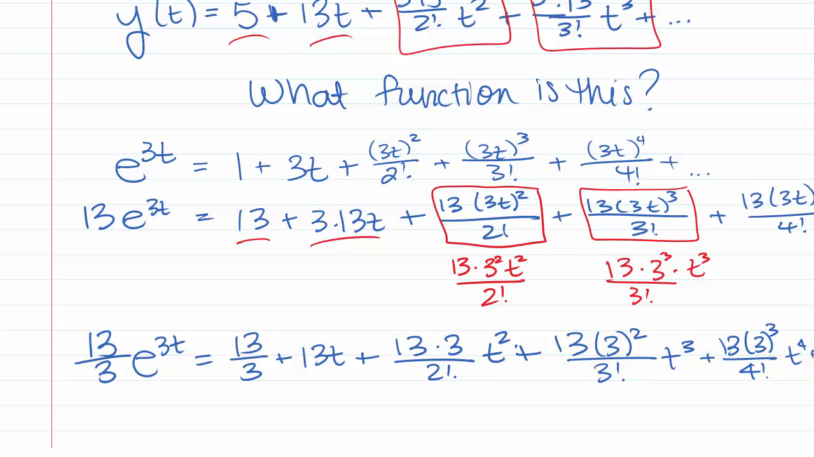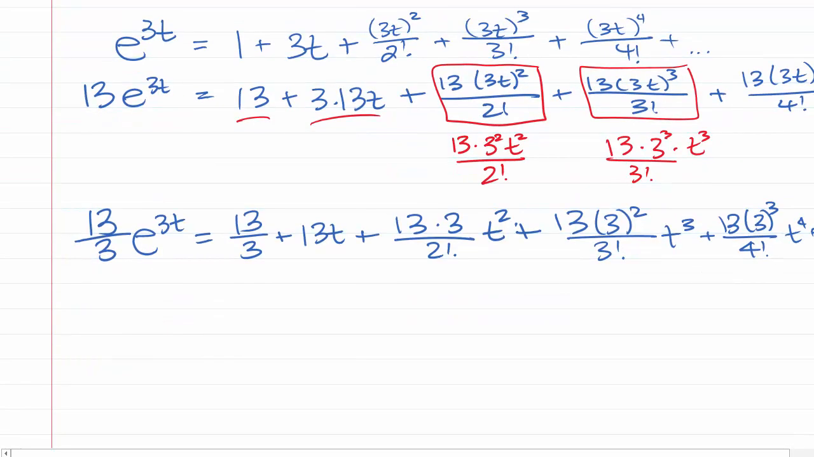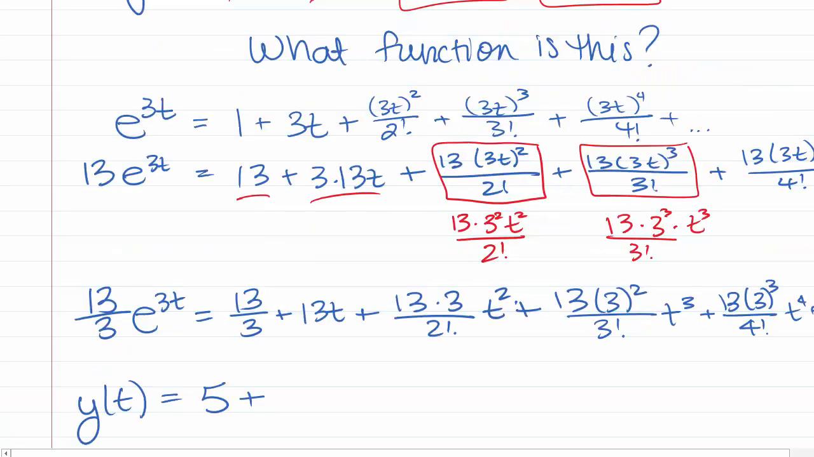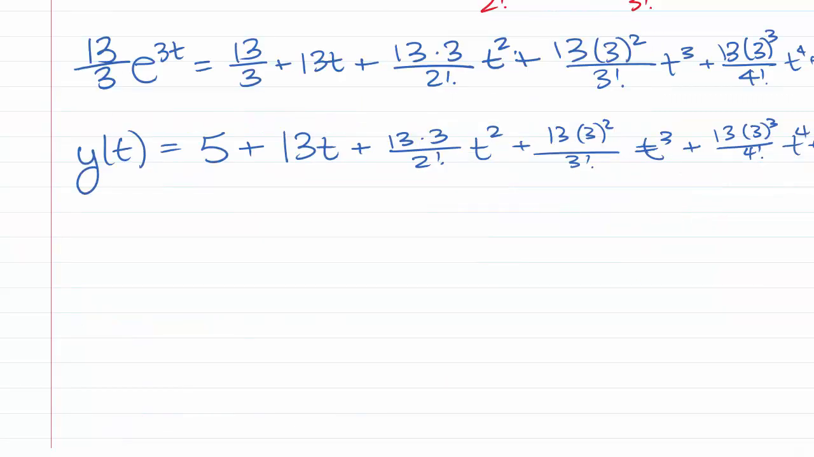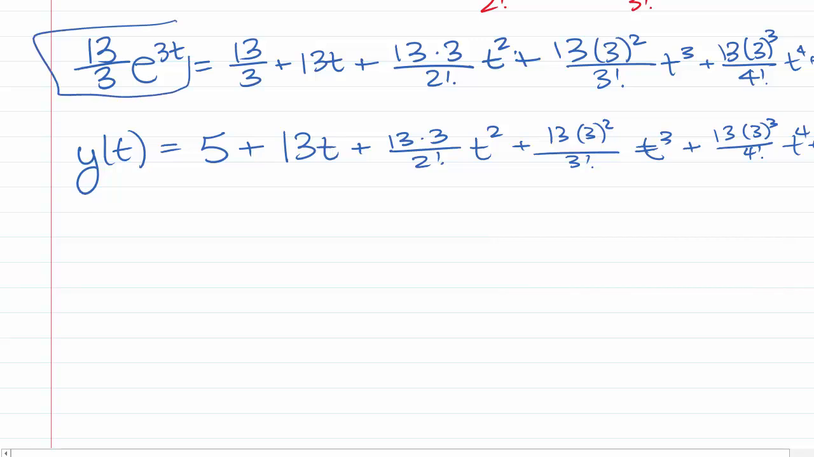Well, there's a 2/3 difference there. So let's take our y function that we want now, and it was 5 plus, well, look at that, even the 13t is matching. So 5 plus 13t plus all this other stuff. And let's compare it with this series. Well, if we take our y of t series and we rewrite it as 13 thirds plus 2 thirds, adding those together, we'd get 5, right? 15 thirds plus 13t plus all the rest of this.